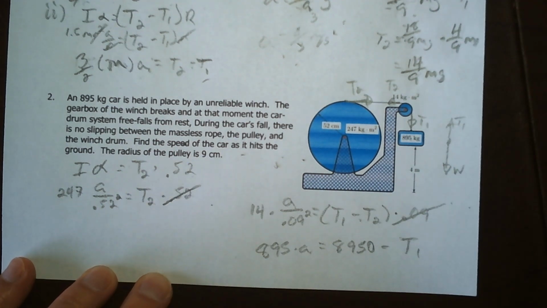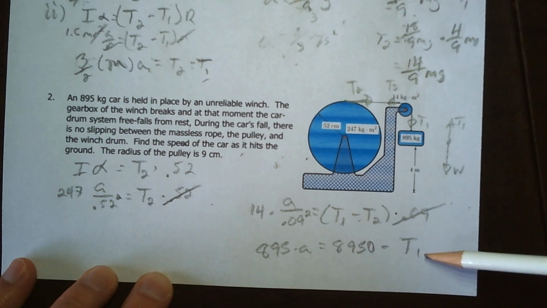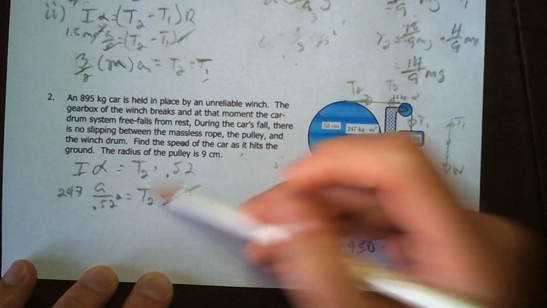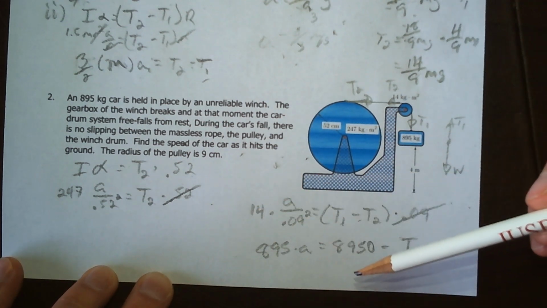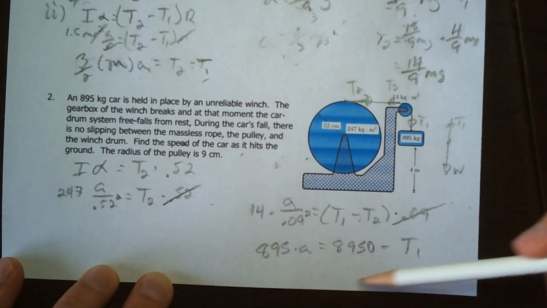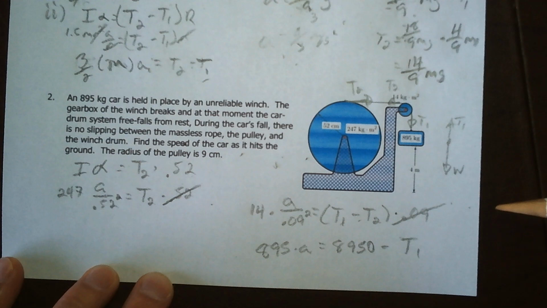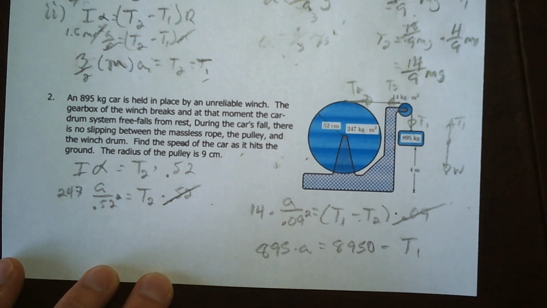And the reason why I did that is because if you notice here, I have positive T1, negative T1. Here I have negative T2, positive T2. So I can add these three equations together. There won't be any T1s or T2s, and there will only be A for acceleration. And so I can figure out what the acceleration is. Once I know the acceleration and I know the distance, then I can use kinematics to figure out what the speed is when it starts from rest.